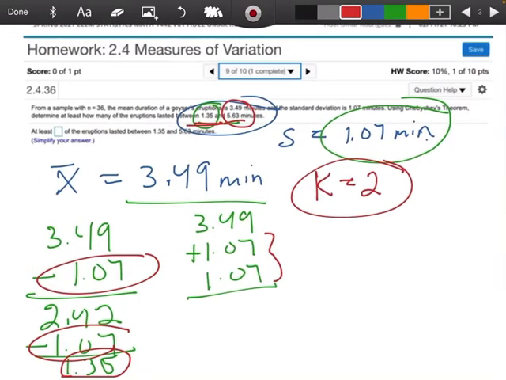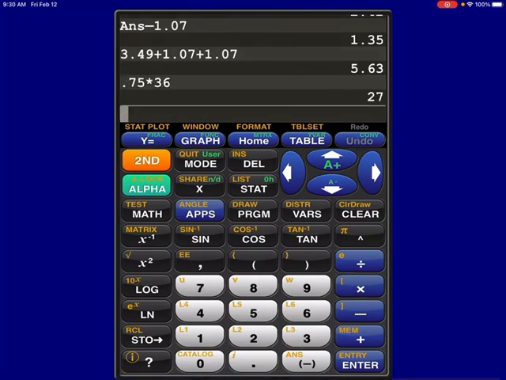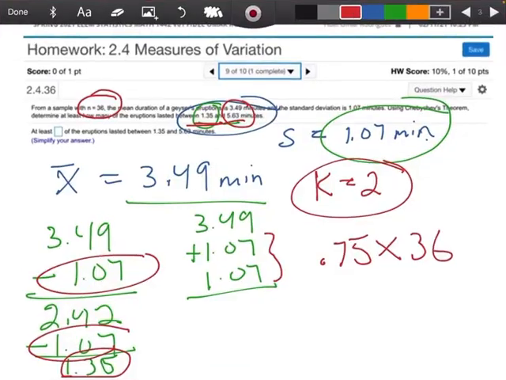So I'm going to take 75%, which is 0.75, times the number that we had. See here, my n was 36, so I'm going to multiply that by 36. So let me get my calculator again, 0.75 times 36, and that is giving me 27. So right here, I would just enter in the number 27, right? That's going to be my answer.